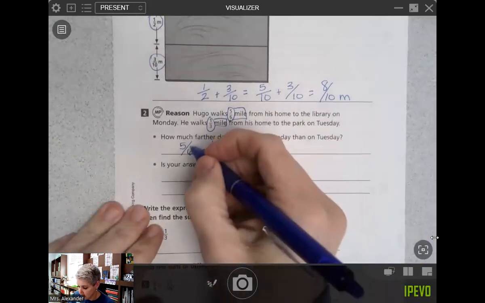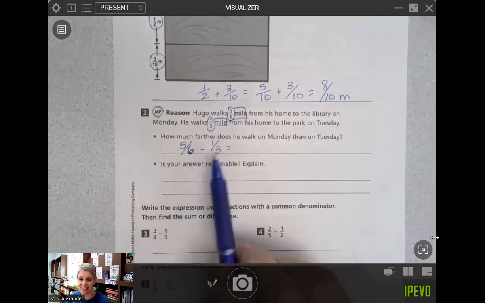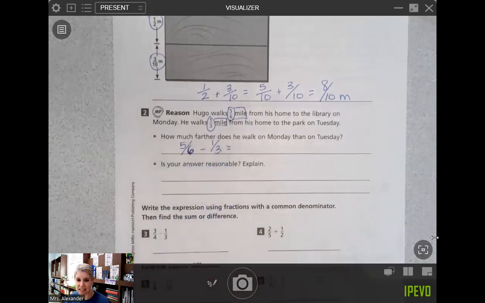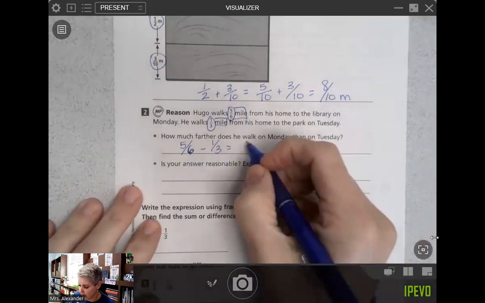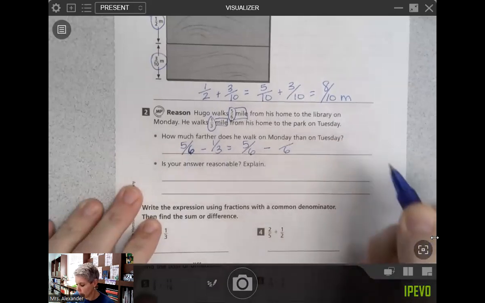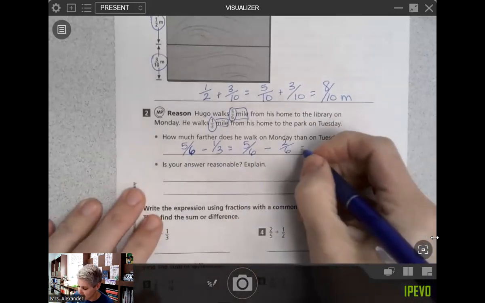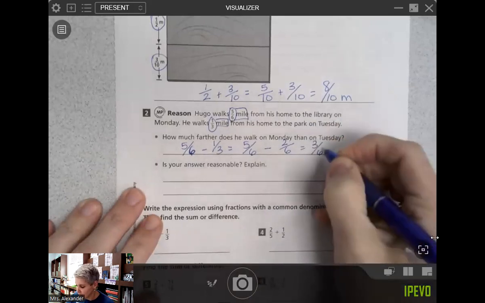So again, let's look at these denominators. I have 6ths and thirds. I know that 6 is a multiple of 3. So I'm going to leave 5/6. And I'm going to write the equivalent of 1/3, which would be 2/6. And then we get a final answer of 3/6.